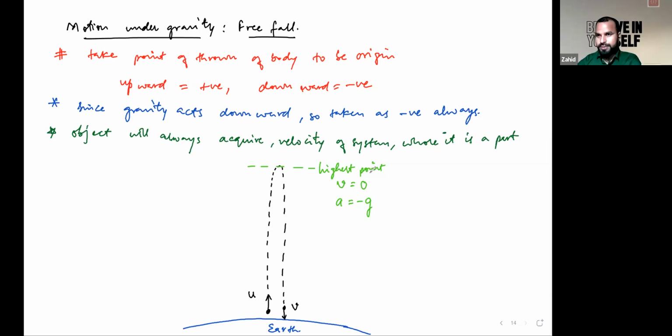Since this is your highest point, and initially the body was going up to this point and then reversed its direction to go down, at this highest point the object momentarily comes to rest and changes its direction. That's why I have taken v at its highest point to be zero. Is it clear? Yes. Because at the highest point, the object has momentarily come to rest to change its direction. That's why the velocity is zero.